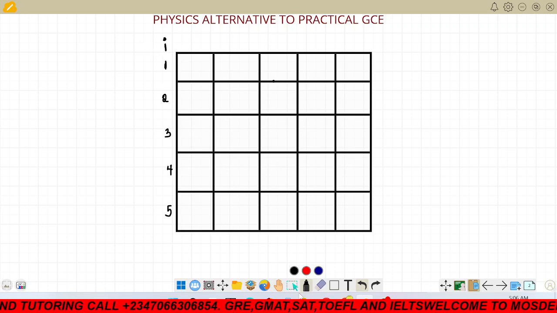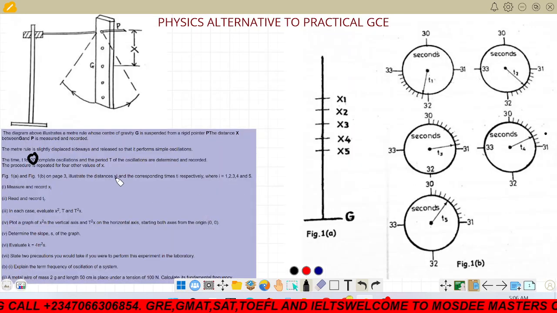So the next thing I'm going to do, according to the instruction, I'm actually following the instructions, is to record xi and ti. Now xi, as you can see, is the distance, and the distance here is said to be measured in meter. But if I look at the meter rule I'm going to use, definitely it's going to be in centimeter, because I'm going to use a meter rule, which is your ruler. So guys, very important to note that.